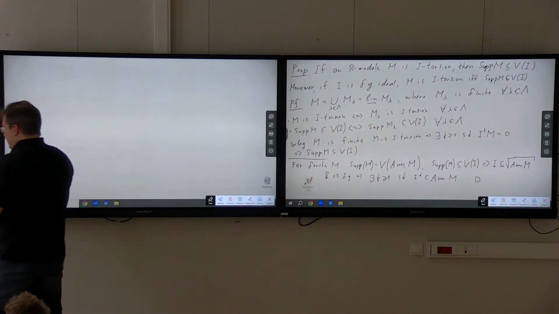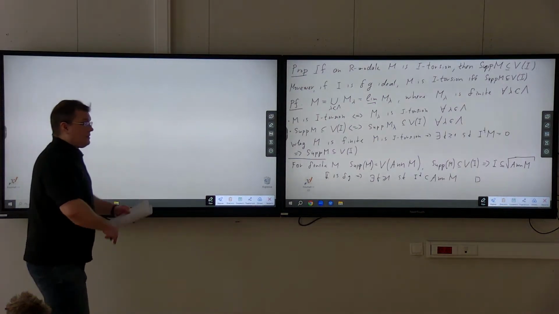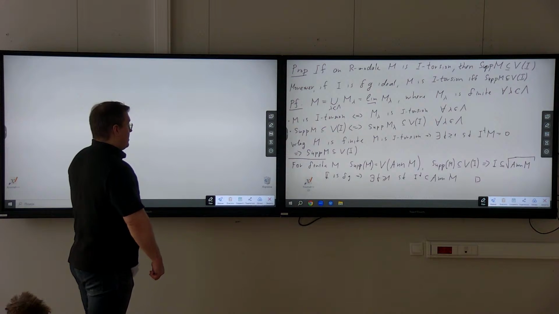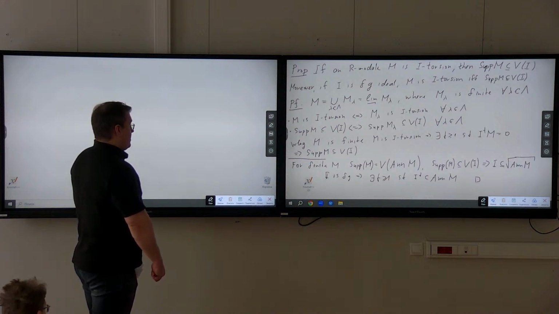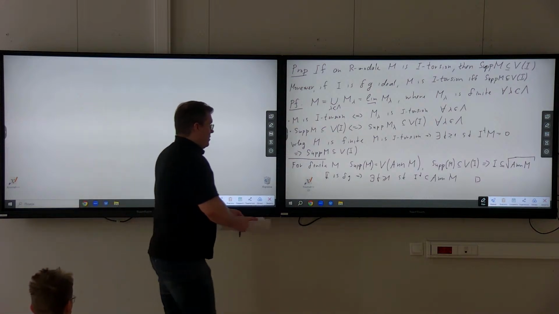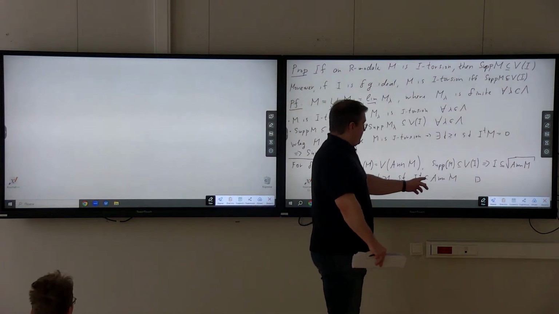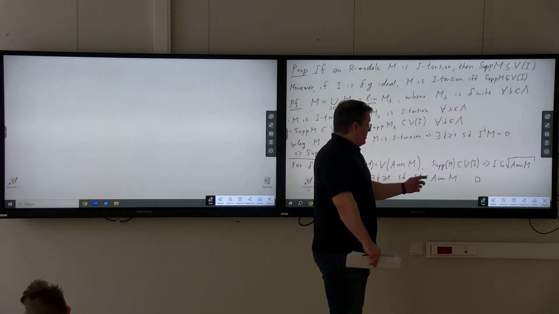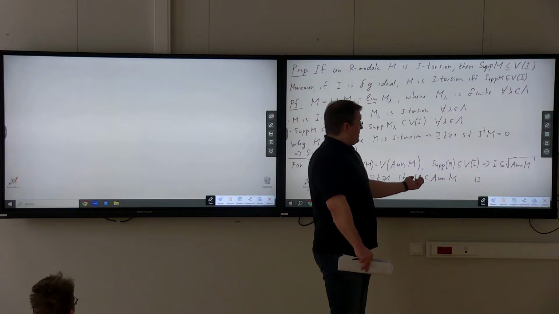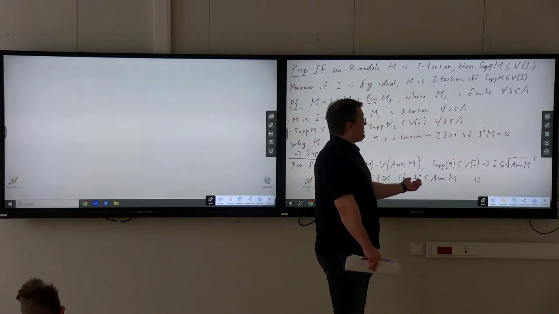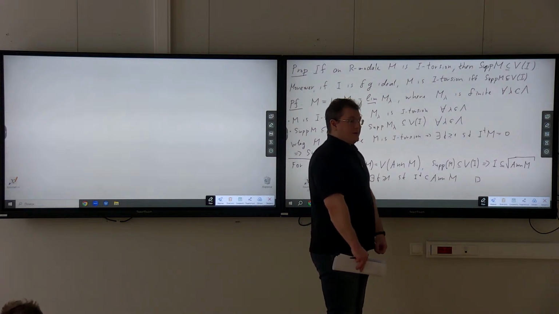Okay. Why does it show that I to the t lies in the annihilator of M? Well, because everything here annihilates M, so any element in M is annihilated by some power of I. Yes. So it means that this is I-torsion. Yes.